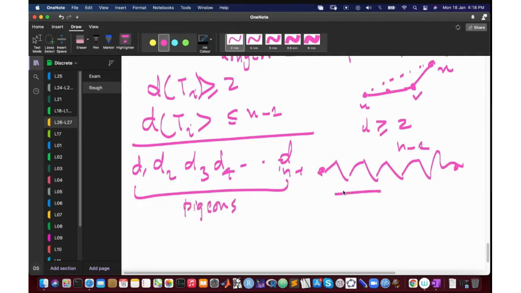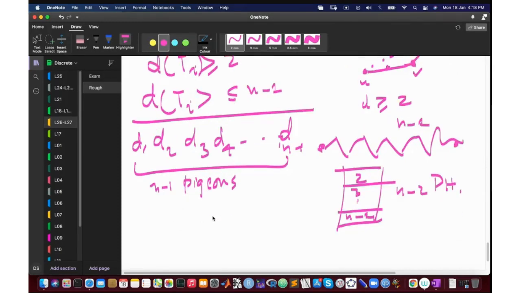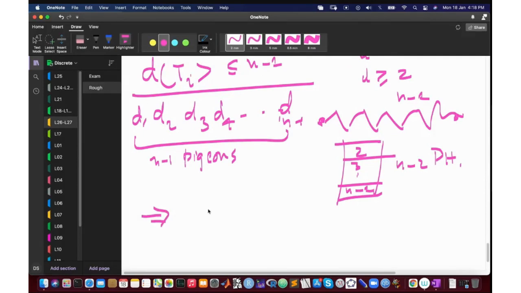And here are your pigeonholes, and pigeonholes are the possible diameters. So they are 2, 3, so on, up till n-1. So there are n-1 pigeons and n-2 pigeonholes. This is the classic pigeonhole principle, which gives you that there exist two d_i equal to d_j, where i is not equal to j. So this means that there are two trees which have the exact same diameter.